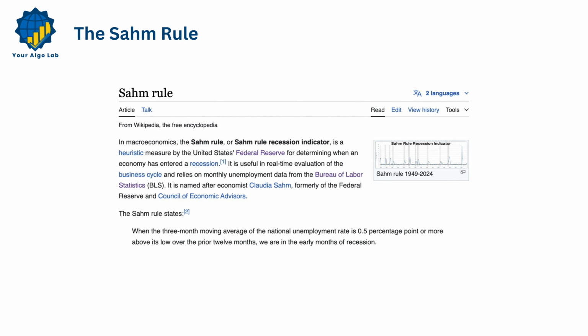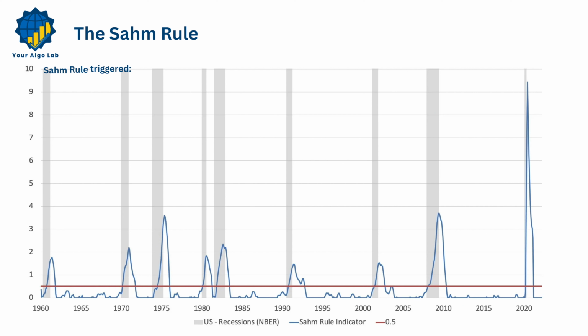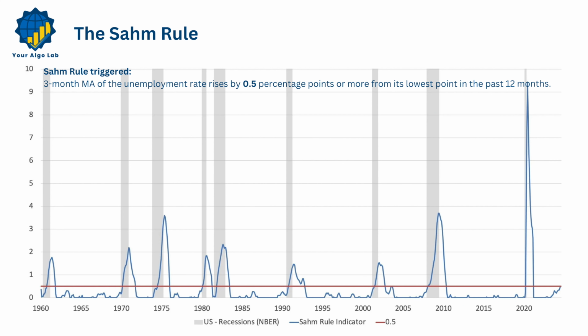The Sahm Rule is a recession indicator proposed by economist Claudia Sahm, formerly of the Federal Reserve and Council of Economic Advisers. The rule relies on the unemployment rate to identify the beginning of a recession. It's straightforward, yet highly effective in offering early warnings of an economic downturn. According to the Sahm Rule, a recession is likely underway if the 3-month moving average of the national unemployment rate rises by 0.5 percentage points or more from its lowest point in the past 12 months.